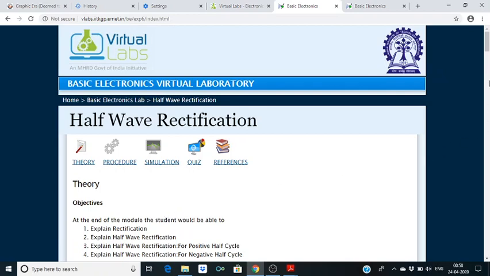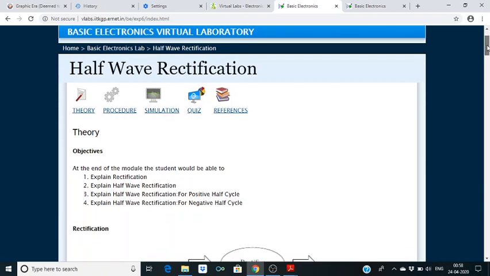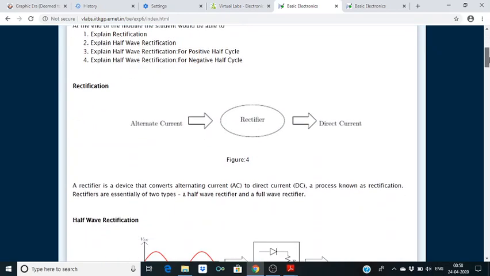So what is rectification? Rectification is nothing but the conversion of AC voltage into DC voltage. It basically utilizes a unidirectional conduction device like PN junction diode. Basically, there are two types of rectifiers: half wave rectifier and full wave rectifier. Here we will be using half wave rectifier.